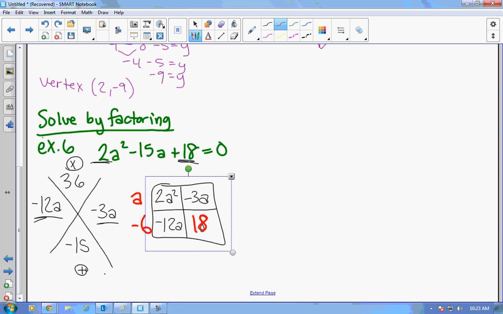18 divided by negative 6 still works. It's negative 3. We do need to, because when we do this row, or this column, we get 2A, and it has to be a negative in order for 2A times negative 6 to be negative 12A. And in this row, we pull out a negative 3. Both here and here need to be negative, because a negative times a negative will make the positive 18.